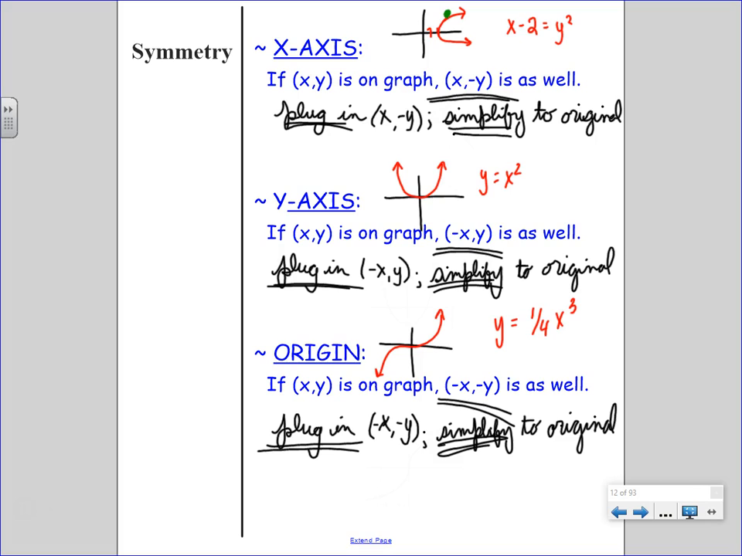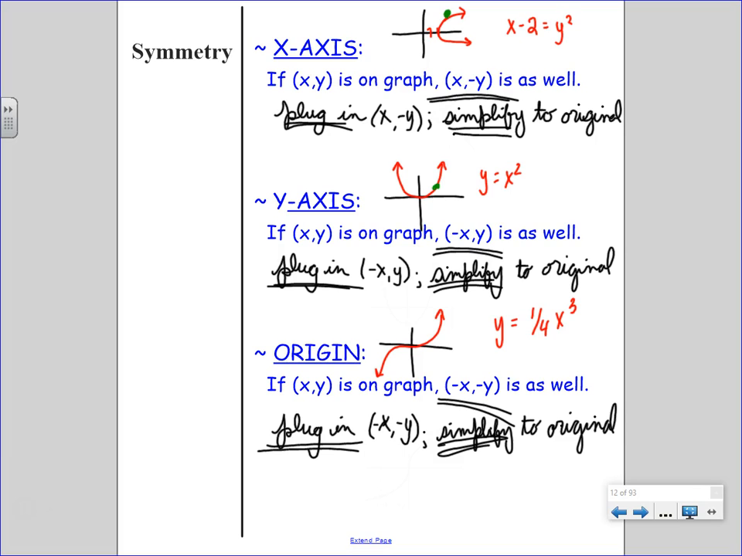That's x-axis symmetry. This one, y-axis symmetry: if I have the point 1, 1, according to my clue, if it has y-axis symmetry, if 1, 1 is on the graph, what else is on the graph? If I go right 1, up 1, I'm also going to go left 1, up 1. Yeah, that's the symmetry. If it's on the right, it's on the left.